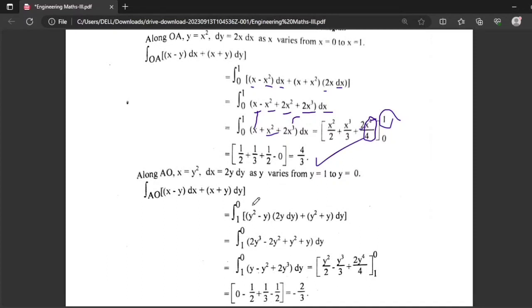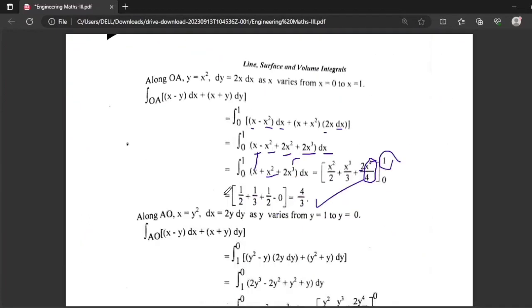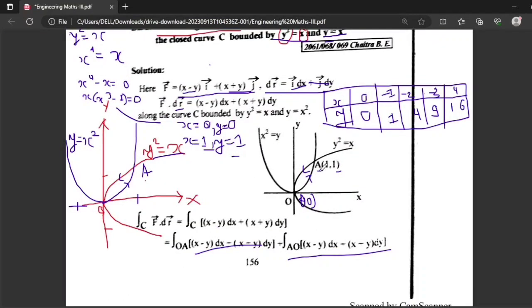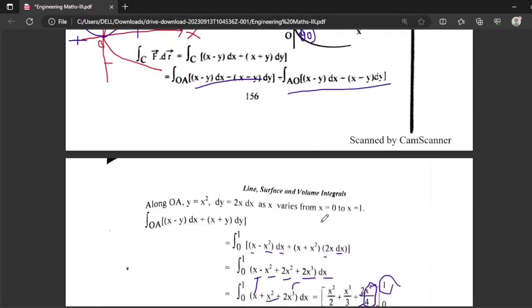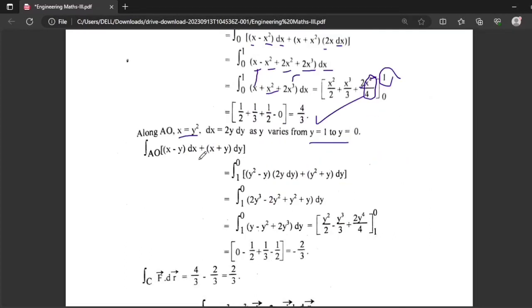And along AO, just see this arrow from A to O is this, y square equals x. This parabola y square equals x is the same thing as x equals y square. Differentiating we get dx equals 2y dy, as y varies from here y is 1 and here y is 0. So y varies from 1 to 0. And along AO, integration of x minus y dx plus x plus y dy.